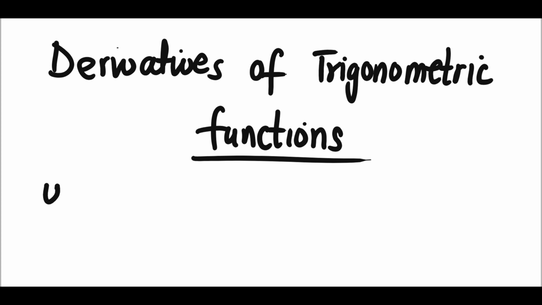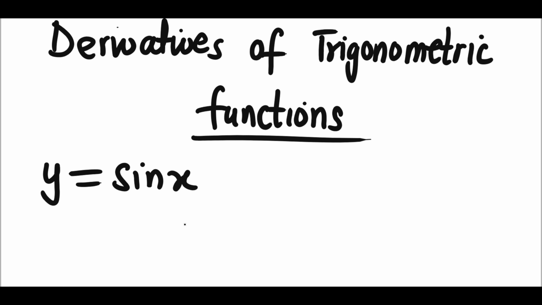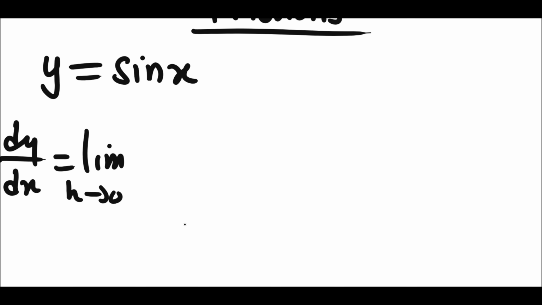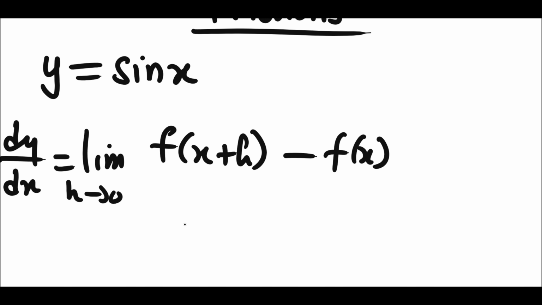So if I have a function y is equal to sine x, how do we differentiate it? So let us use the first principle to find the derivative of the function y is equal to sine x. So we have our dy dx to be equal to the limit as h approaches 0. We know our first derivative formula, which is f of x plus h minus f of x divided by the small change in x.